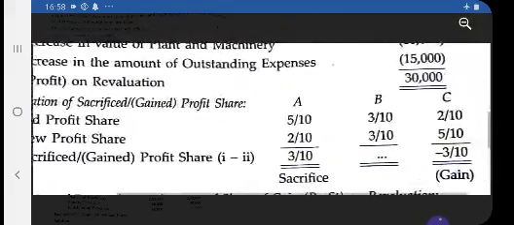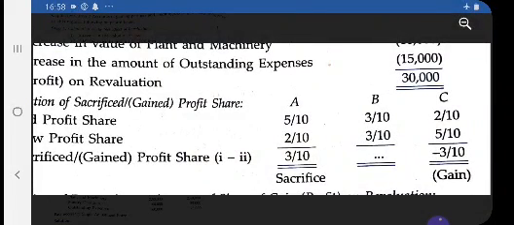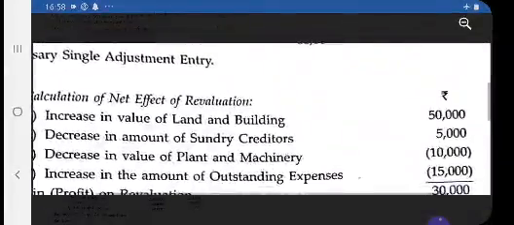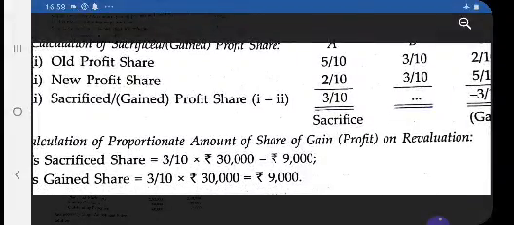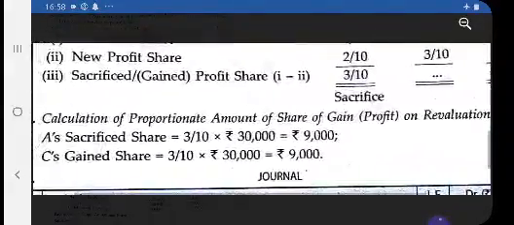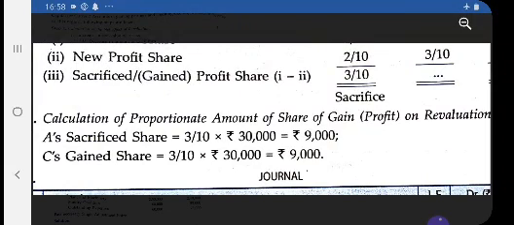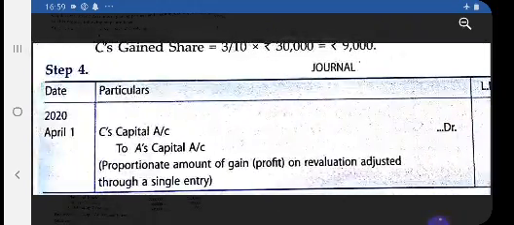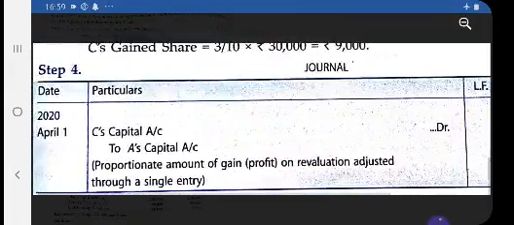And in the second step, while calculating the gaining and sacrificing ratio, A is sacrificing and C is gaining. B, there is no change in his ratio. You have already completed your two steps. First you have calculated the net amount, that is 30,000, and in proportion it is coming 3/10, A is sacrificing 3/10 and C is gaining 3/10. So now you calculate the proportionate amount of 30,000, 3/10 of 30,000, that is 9,000. A will be credited by 9,000 and C will be debited because he is gaining 3/10 of 30,000, 9,000, and this entry will be passed. C's capital account debit 9,000 and A's capital account credit 9,000.